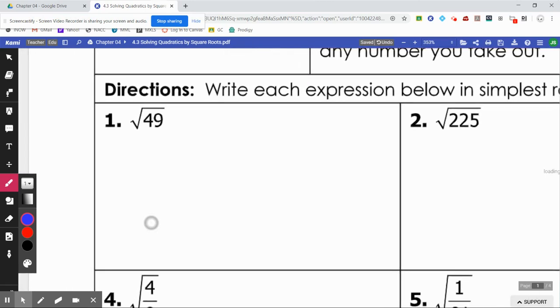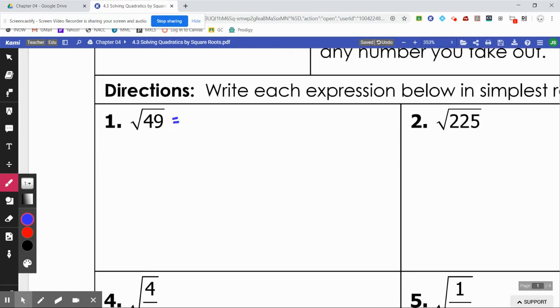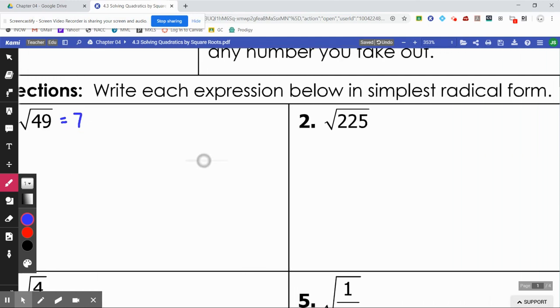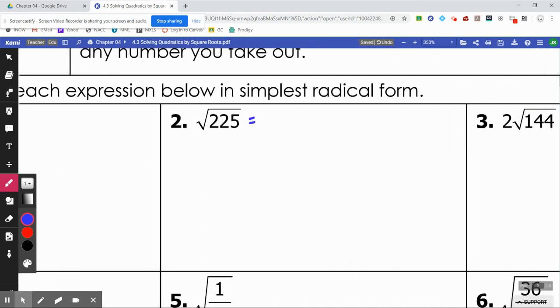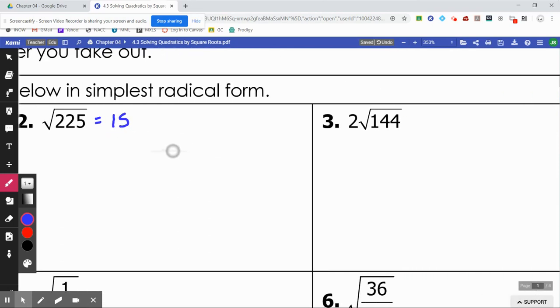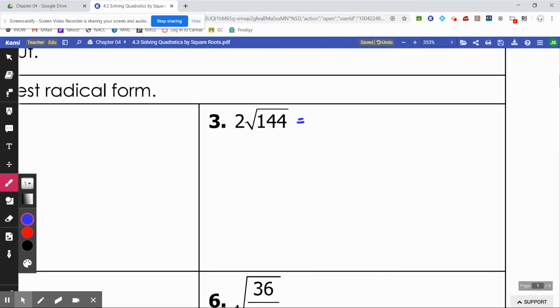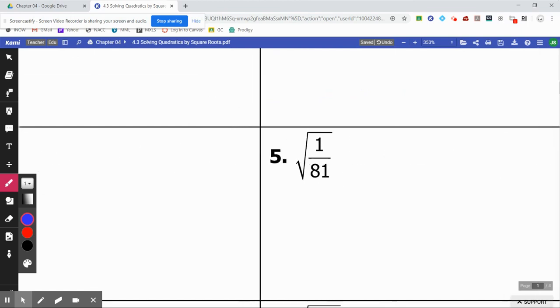So let's simplify some of these. Square root of 49. We know that one, that's 7, because 7 times 7 is 49. 225, also you can look at the list, is a perfect square. The square root of 225 is 15. 2 times the square root of 144. Now, if there's a coefficient out front, once you take and simplify this, you're going to multiply that coefficient by the simplified form. Square root of 144 is 12. And we don't leave it as 2 times 12, we actually multiply it, final answer 24.